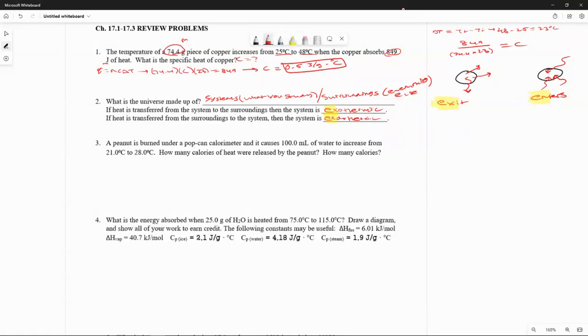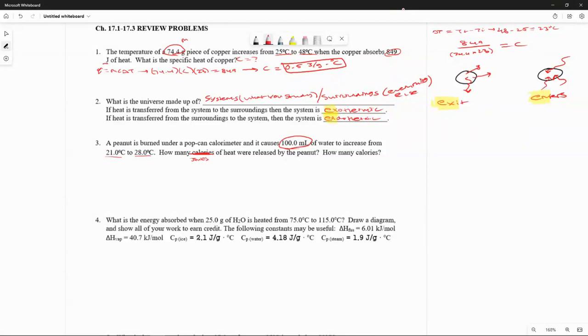Third question. A peanut is burned under a pop can calorimeter, and it causes 100 milliliters of water to increase from 21 degrees to 28 degrees. How many joules of heat were released by the peanut? How many calories? All right.